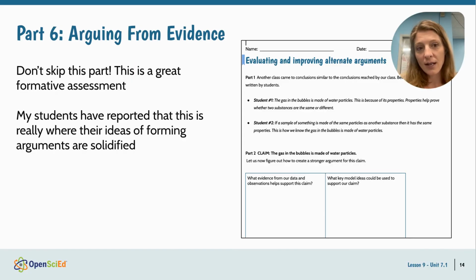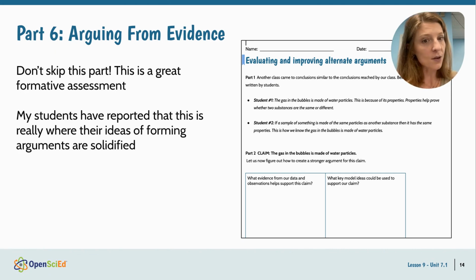We end the day on day 2, which is part 6, arguing from evidence. Now, I really recommend that you don't skip this part because it's a great formative assessment. What you have the students do is evaluate and improve 2 alternate students' arguments. And it's here that my students report that this is where their ideas really begin forming and solidifying about the components that are needed for an argument, which is what we had developed on our poster in lesson 2, that we need claim, evidence, and reasoning.